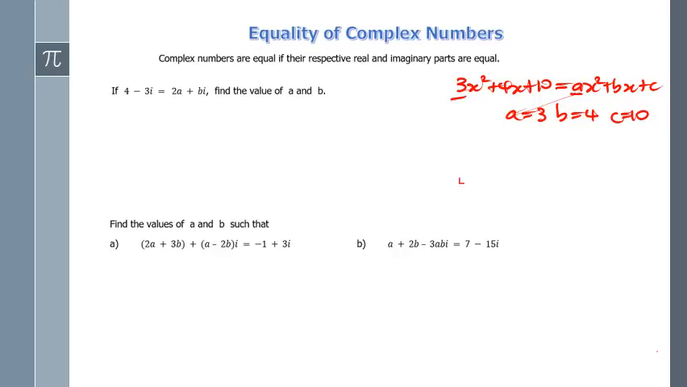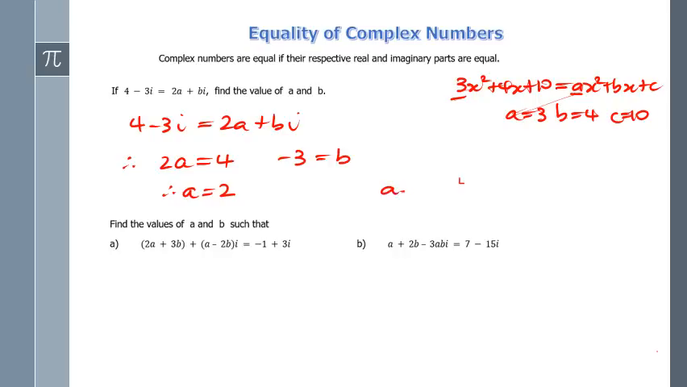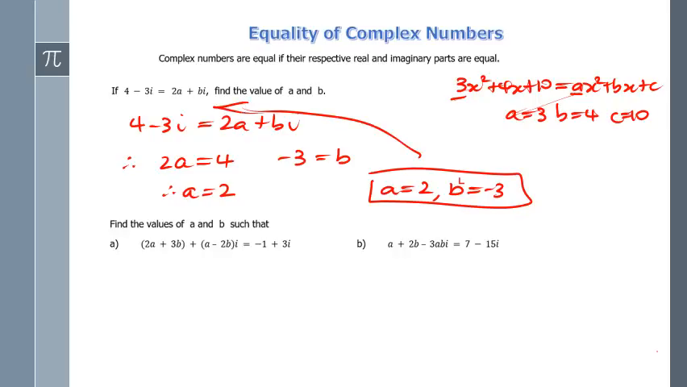Here, if I've got 4 minus 3i is equal to 2a plus bi, we know that 2a has to equal 4, therefore a has to equal 2, and we know that -3, my coefficient of i, has to equal b. So my two answers are a equals 2, b equals -3, and that satisfies this equation up here.